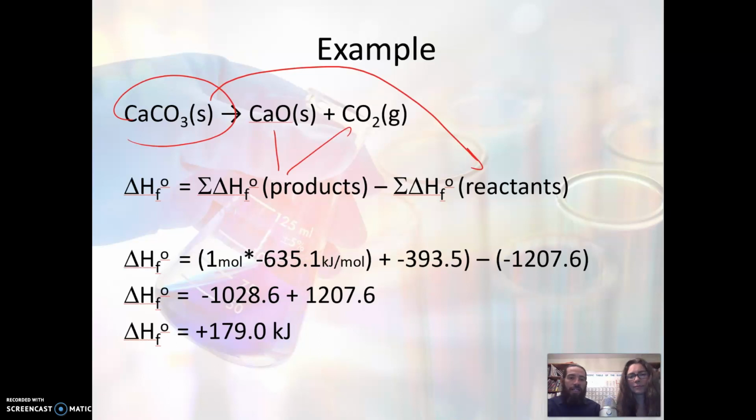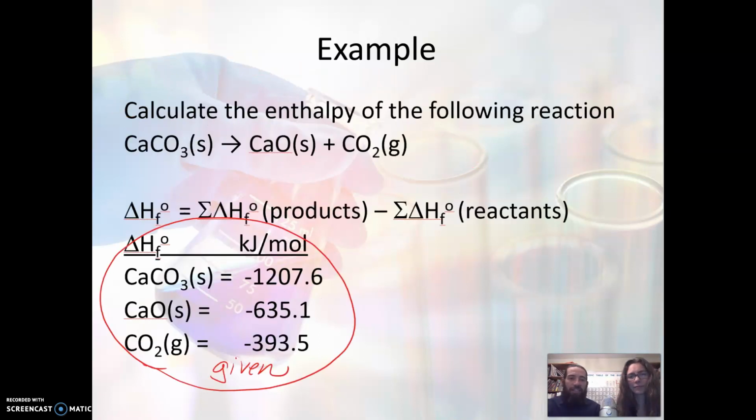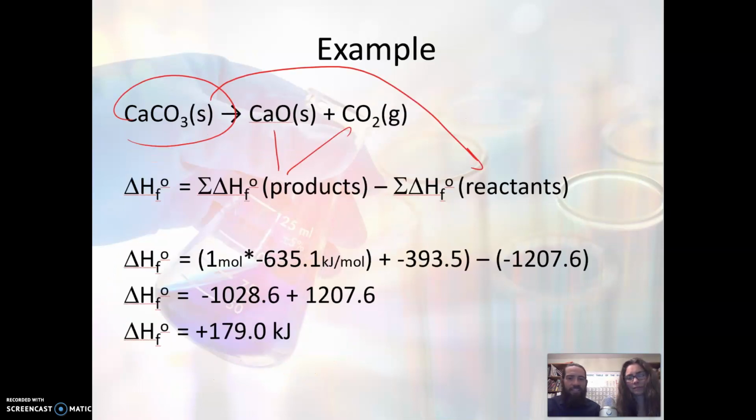And then the reactant, I want to go back to my chart. The reactant has a negative 1207.6. That's from the chart. And just checking the states. You've got to be careful with these. They're tricky. So we're going to do the two products minus the one reactant. And we have this balanced equation with just ones, so we don't have any coefficients to balance out there.